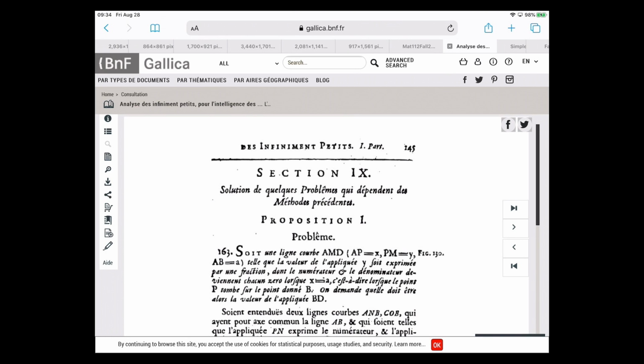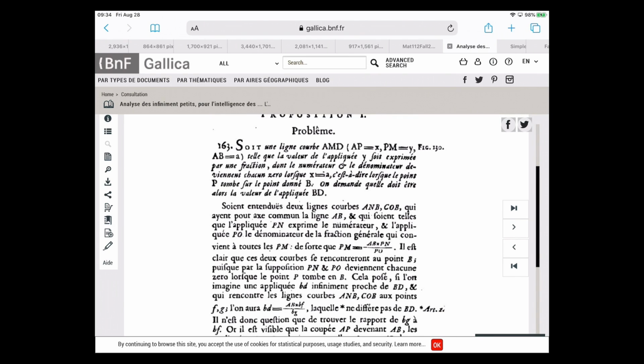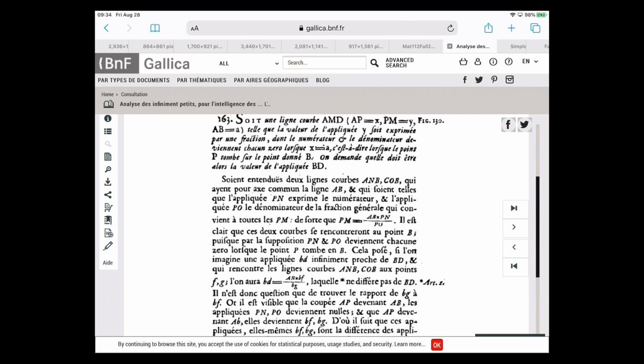Okay, so what he's doing here is basically talking about the problem of 0 over 0. Where can we see that? Well, this would be in this opening statement. He says, "Dont les numérateurs et les dénominateurs deviennent chacun 0 lorsque x égale a." So they both become 0 when x becomes a, which is sort of an old style way of saying as x approaches a, this is of the form 0 over 0. And so then the question is, what do you do?